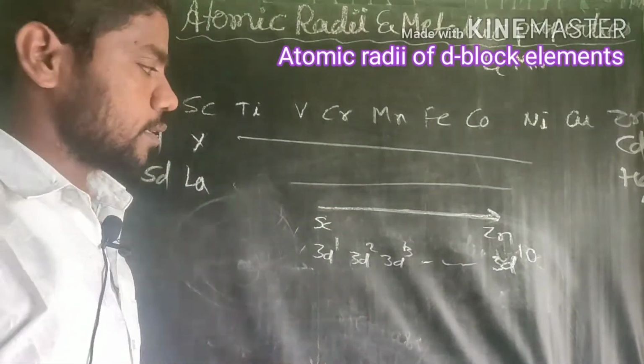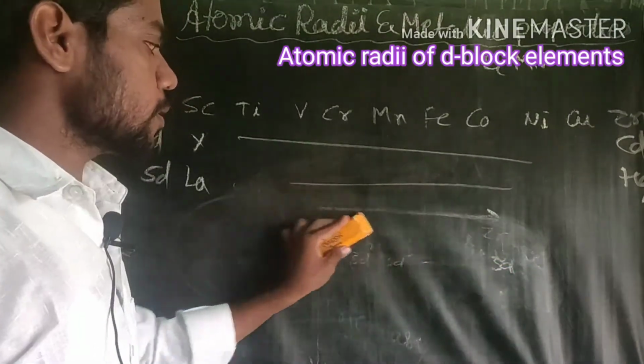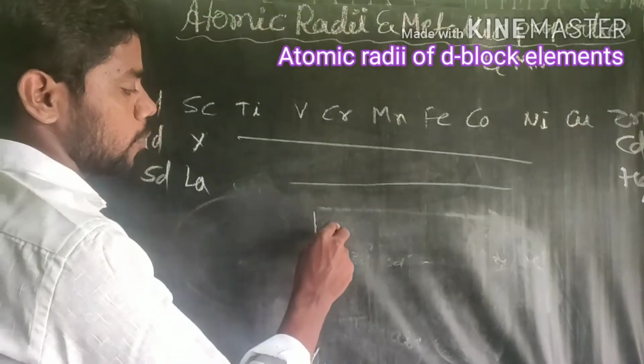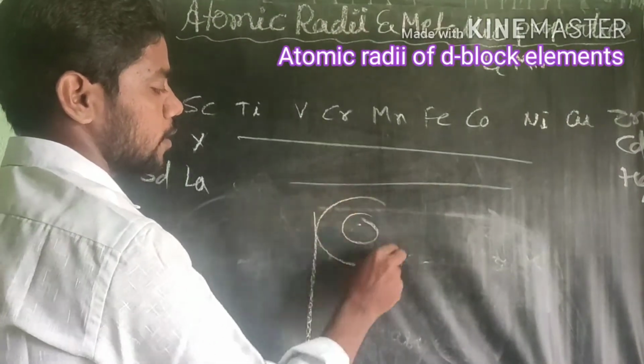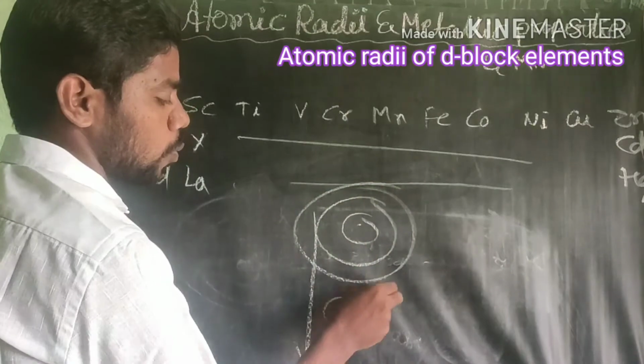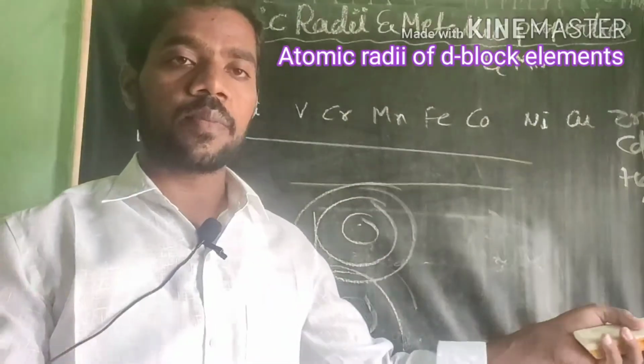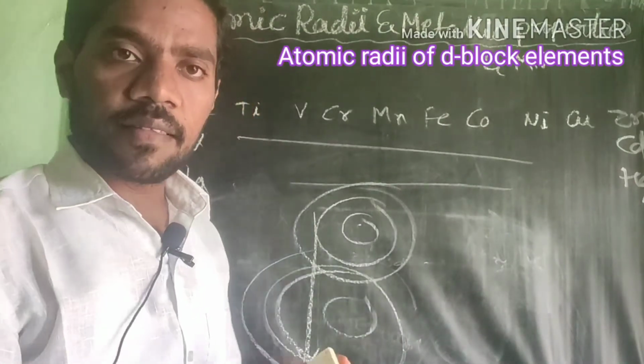It's a very simple concept. Next, what happens from top to bottom? For example, here the electrons enter the 3D shell, and next we go for the 4D shell. Therefore, the electrons enter into a different shell, the size will increase, and therefore there will be less force of attraction.